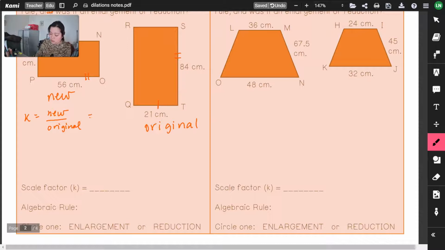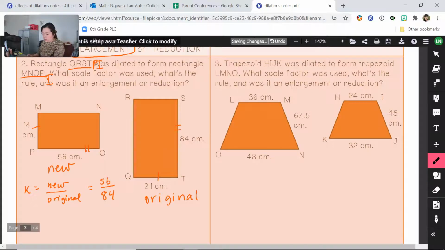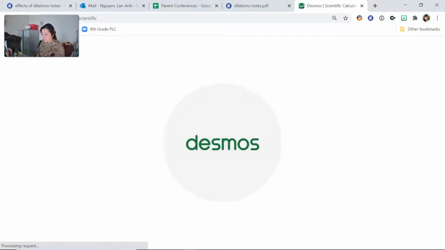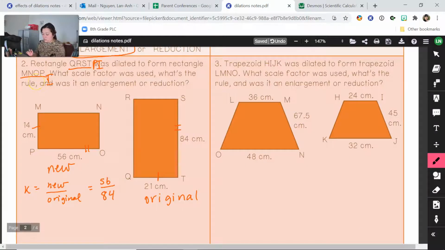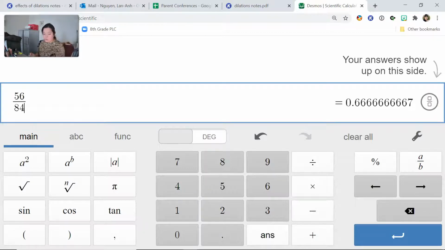So you can use 56, I guess. The corresponding side on the original is 84. So this is 56 divided by 84. This is where Desmos comes in handy. Here's our fraction, 56 divided by 84. And if you hit this fraction button, it reduces the fraction into 2/3.